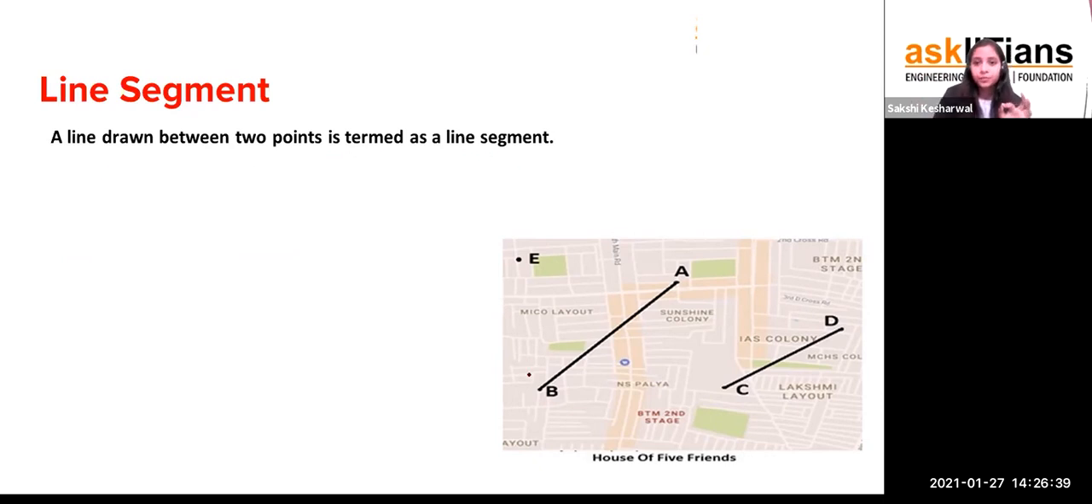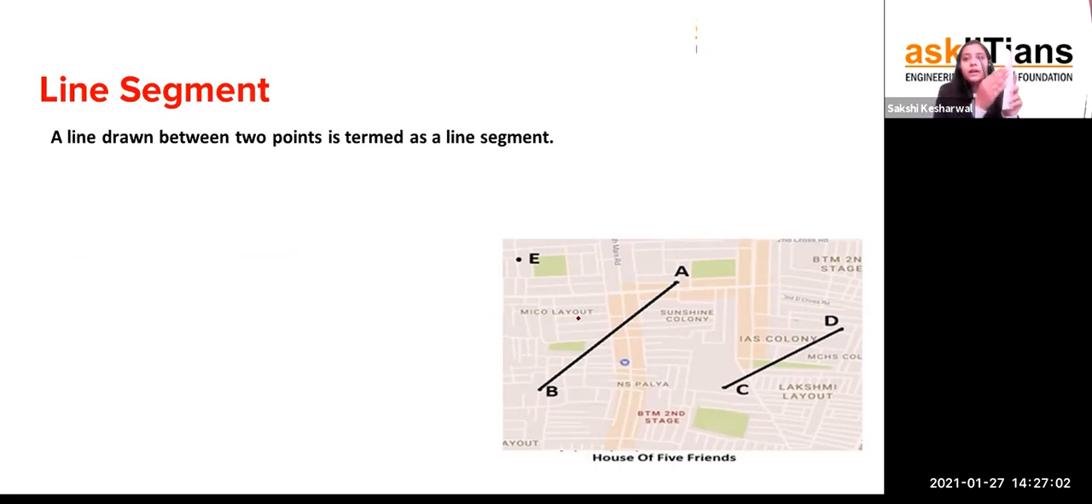Line segment, right? Right now we have seen that A, B, C and D are points. Then we have seen that a line is what? It goes on infinitely, right? As I have shown you on a sheet of paper, this is a line segment also. But if you extend this endlessly to the left, to the right, in the upward direction, in the downward direction, it will become a line.